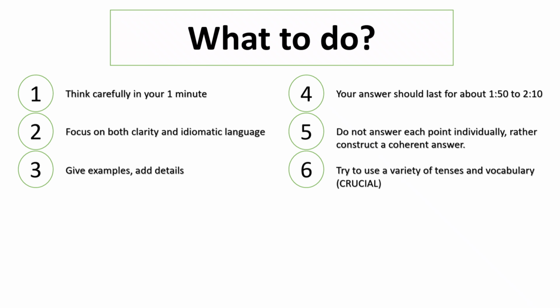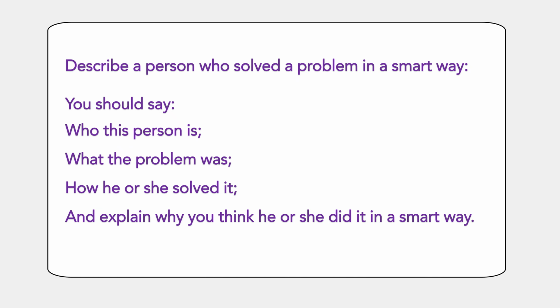Do not answer each point individually. Rather, construct a coherent answer. Some people, you have these items of the part two cue card, and some people might just go and answer each point individually. Don't do that. It's not a great idea. I also do need to remind you to try to use a variety of idiomatic language, lexical structures, grammatical structures. Try to have a variety of everything to make your answer concise and clear and sophisticated as well.